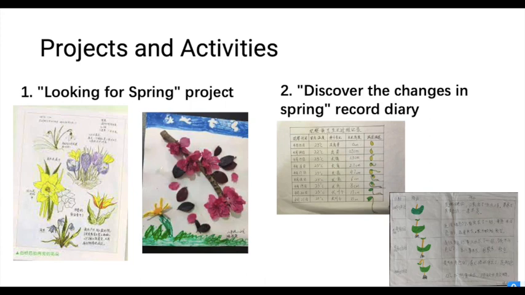The first activity is the Looking for Spring project. Students walk into nature to look for spring flowers, birds, trees, insects, fish, and so on, and discover the changes in spring. Record it with photos, recordings, videos, drawings, and pasting, and use the words and sentences learned in the text to write a poem for spring.